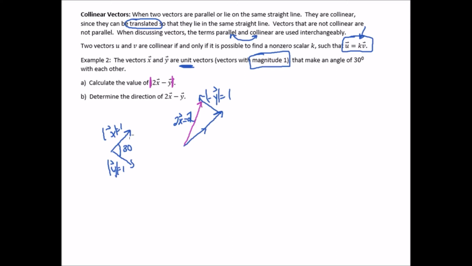So originally, these two angles would be 30, and then the angle in here would be 180 minus 30, so it'd be 150. I'm going to actually draw this just really quickly bigger. Okay, so this is going to be 2x, and then usually this would be y. Okay, and that would be 30. But now we're going to go backwards here. Okay, so this is negative y.